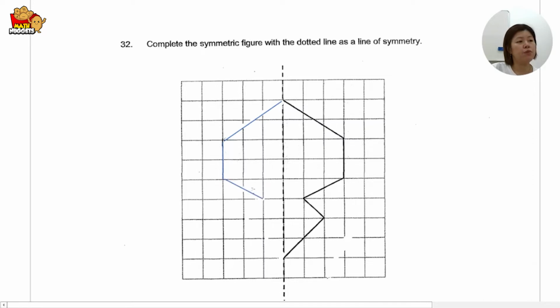And then you got to move up again, 1 box. Okay, and then after that, you got to move in again to touch the other side.